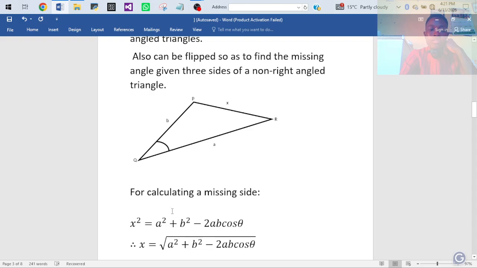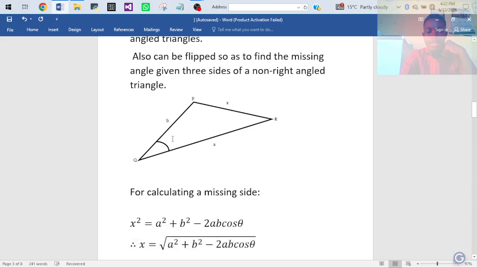Just use this formula: x squared equals a squared plus b squared minus 2ab cos theta. Make sure my formulas are correct. So to remove this square, just put a square root here. So our x will be the square root of a squared plus b squared minus 2ab cos theta. Theta is just this angle.